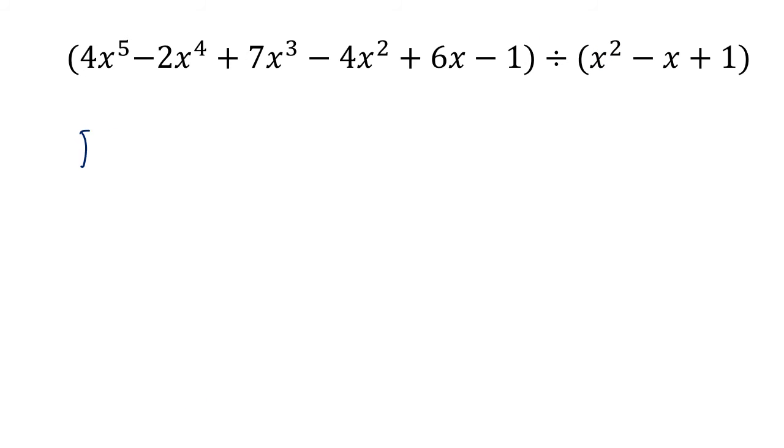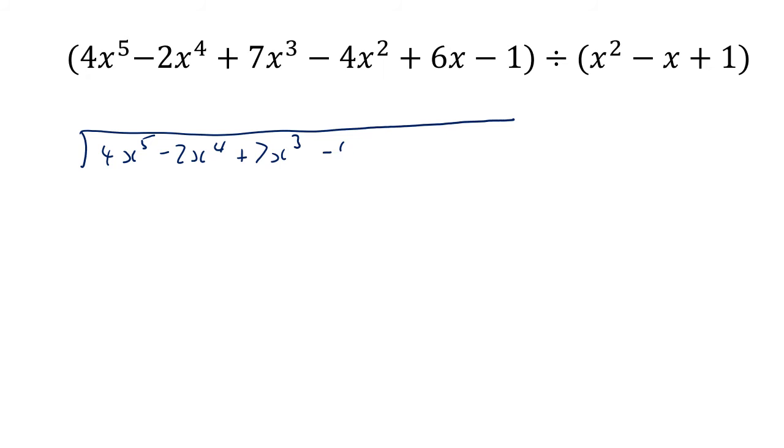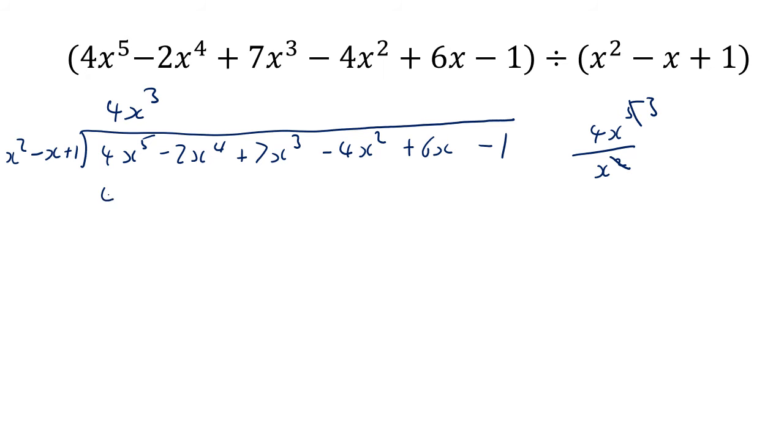So here we go. We're going to take this whole thing, 4x to the 5 minus 2x to the 4 plus 7x cubed minus 4x squared plus 6x minus 1, all divided by x squared minus x plus 1. And do what we normally do, but you've got an extra long bit here. So we've got to get this to match with this. So if you do 4x to the 5 divided by x squared, you can see you get 4x cubed. So our first one is 4x cubed. So we get 4x to the 5.